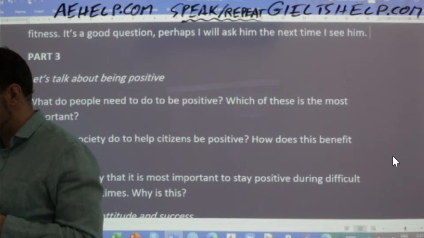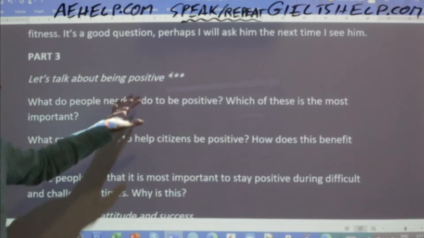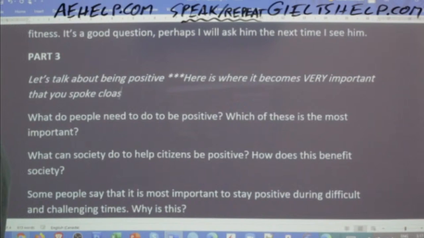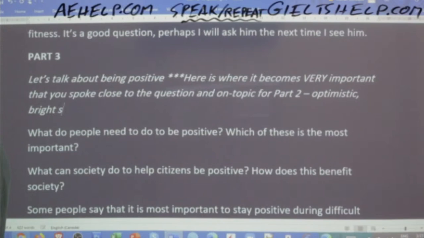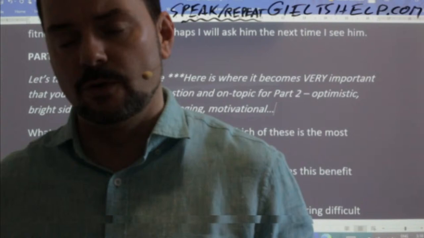So remember, especially for those of you who watched the last class, what some of those words were that describe positive. We already used some today. So here is where it becomes very important that you spoke close to the question and on topic for part two. So what I'm talking about here is optimistic, bright side of life, cheery, encouraging, motivational. So all of those words that we covered in last class, because those now become extremely useful for your responses to these part three questions, okay?